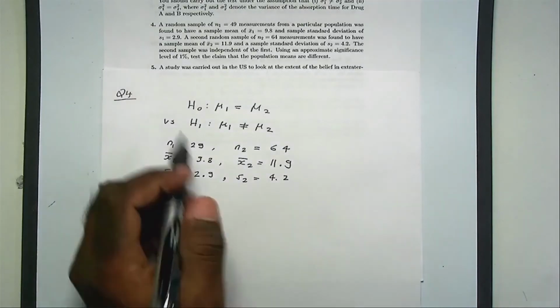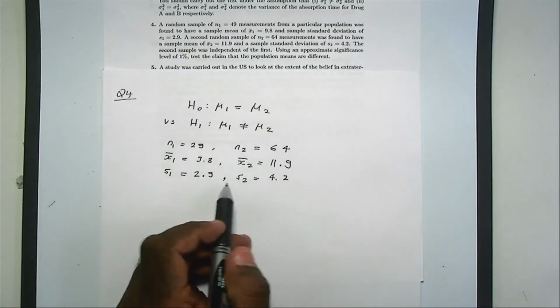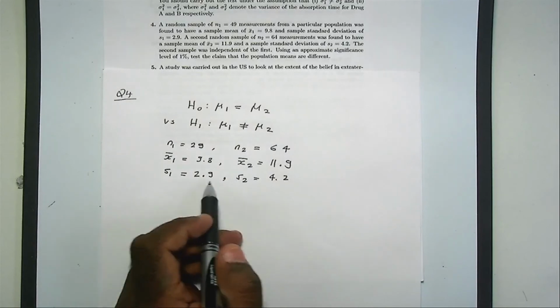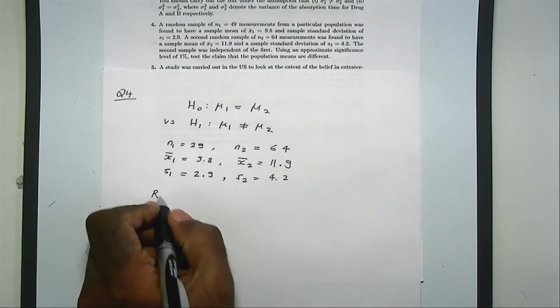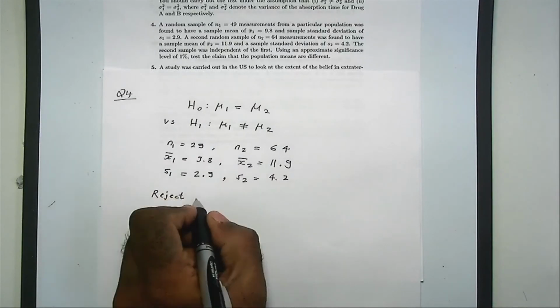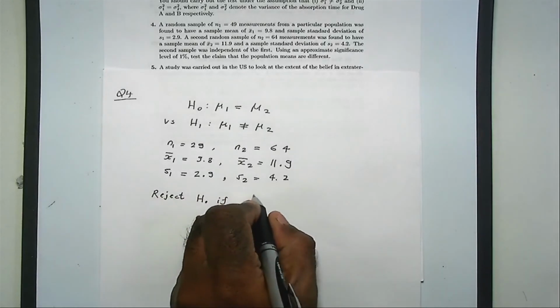Now, to test this hypothesis versus this, since we don't know what the population standard deviations are, I mean, they are unknown, what we know is the sample standard deviations. The rejection rule, if you look at the notes, or the video, or the typed notes, you will see the following formula.